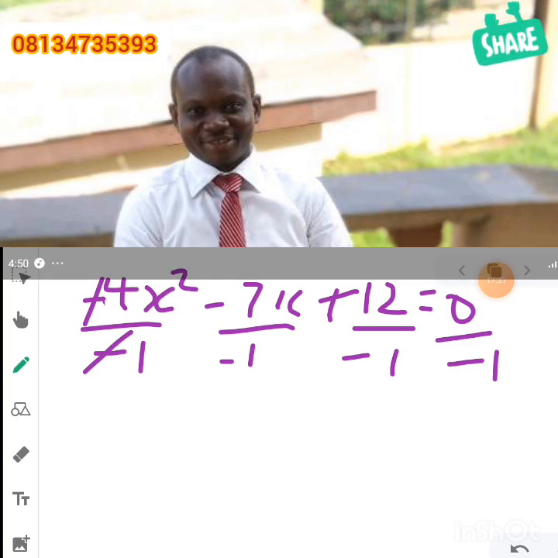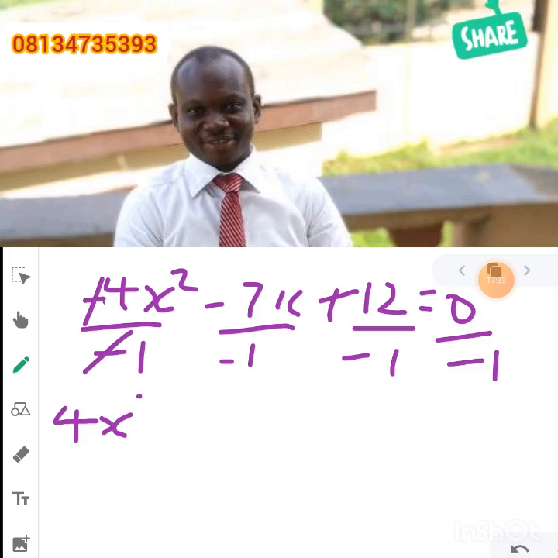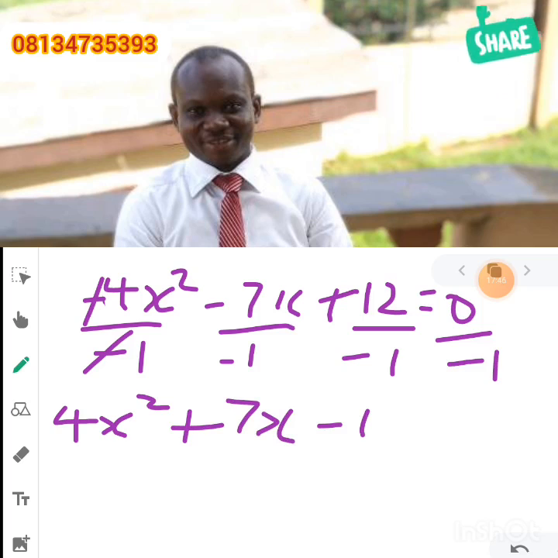So we have 4x squared, then minus 7x over minus 1 will give us plus 7x, because minus divided by minus is plus, then minus 12 equals 0. Don't mind my 0 there. Let me clean a little.